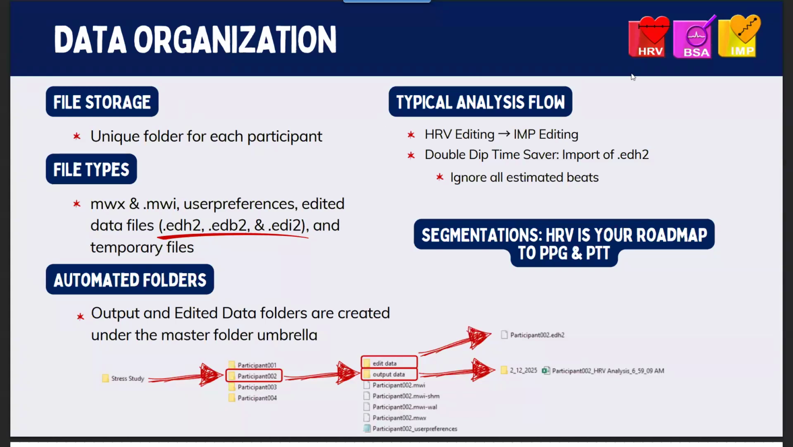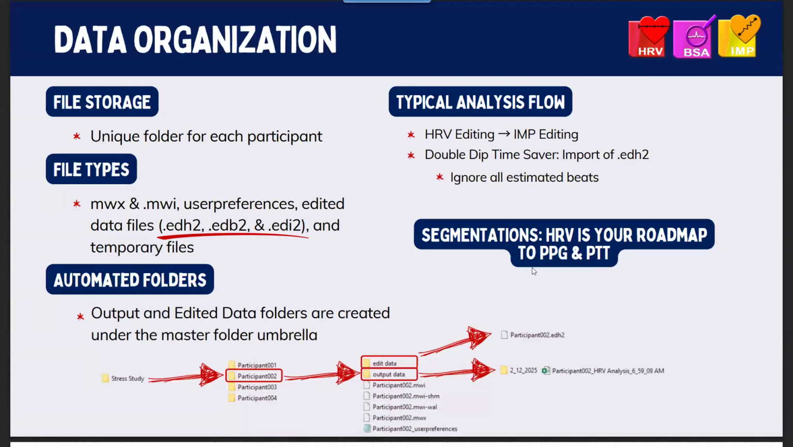So we will similarly start in HRV and pass this pipeline down into BSA for PTT editing with PPG. Or if we are only editing PPG data, we would just begin in the HRV analysis application and go about saving our edit and output files within the same typical structure that we're used to.